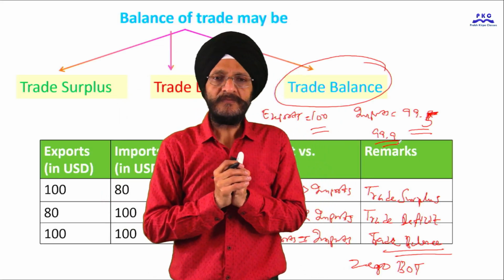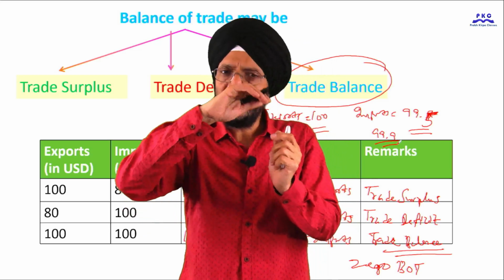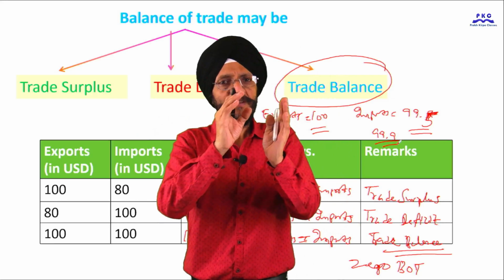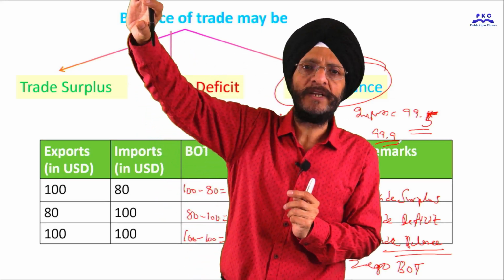So in case of trade balance, when the difference between exports and imports is negligible, it is regarded as trade balance. In the real world, exports and imports are rarely equal to each other, and even if they are equal to each other, this trend cannot continue for a long term.